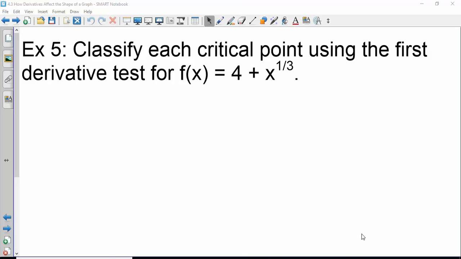So let's find and classify all the critical points for this one. Yesterday we only looked at polynomials, so I just want to extend that and look at a few that are not polynomials. So we start the same way, derivative.